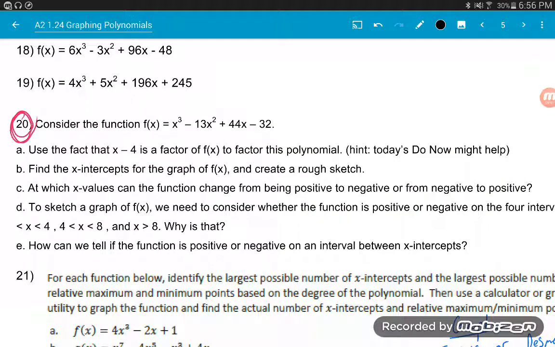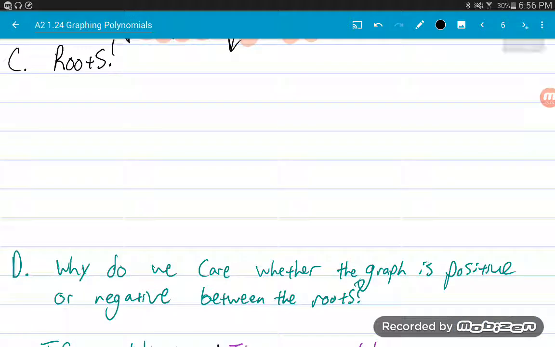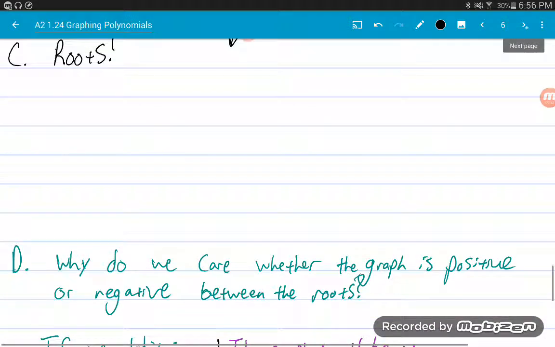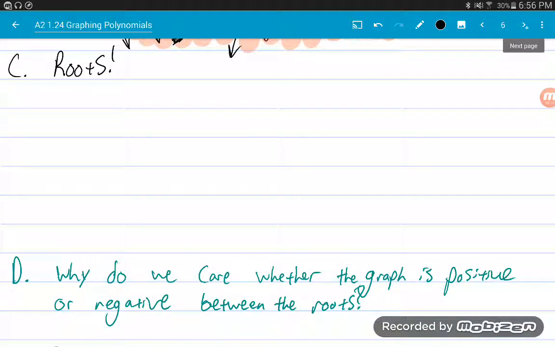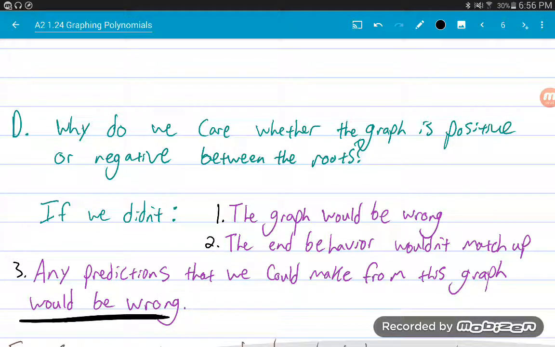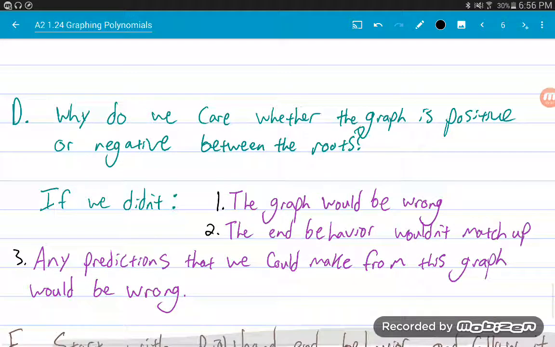Question part D says, to sketch a graph of f of x, the function of x, we need to consider whether the function is positive or negative on the 4 intervals. Why is that? Now, let me change that into common English for you. Why do we care whether the graph is positive or negative between the roots? Why do I care? And there's a couple reasons. If we didn't, the graph would be wrong, first and foremost. The regions would not give you full credit for that because the graph would be wrong.